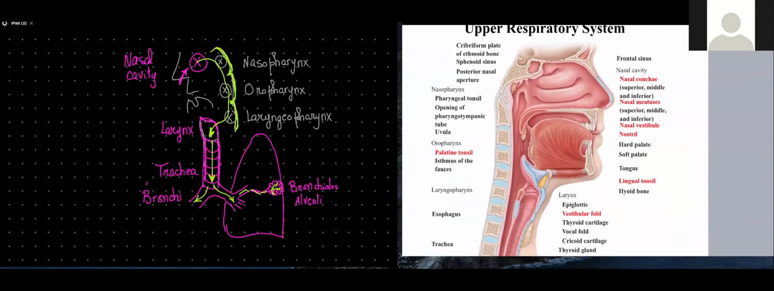Looking here at the anatomical structure of the upper respiratory system. So this is one of the important diagrams. This is going to be a 5 stars diagram for the upcoming lab exam. This is a 5 stars diagram.